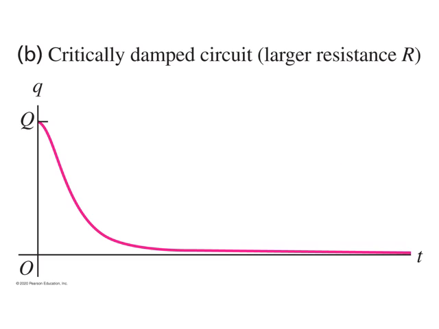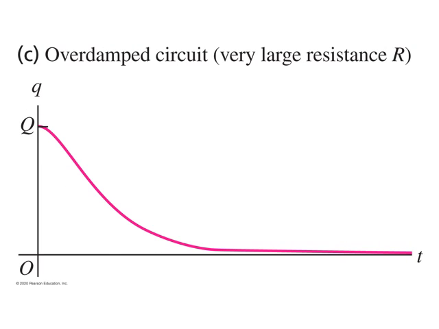If you have a larger value of the resistance, the amount of charge would die off very quickly and it wouldn't oscillate at all. You could also have an overdamped circuit where you had a very large resistance and the energy would still die off without oscillation, but in a different way.